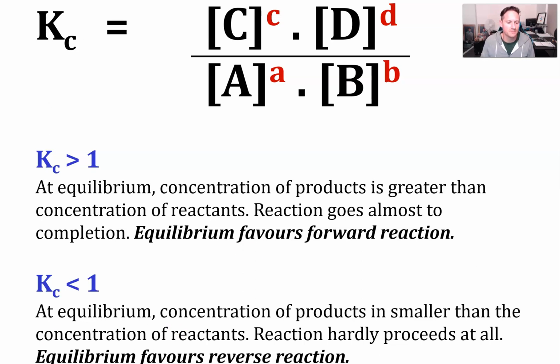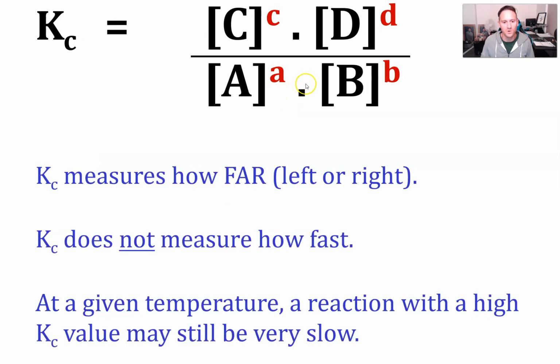So you might guess that a Kc of less than 1 will be the opposite. At equilibrium, the concentration of products is smaller than the concentration of reactants. The reaction hardly proceeds at all. The equilibrium favours the reverse reaction. Kc greater than 1 favours the forwards reaction. Kc less than 1 favours the reverse reaction, or backwards reaction.